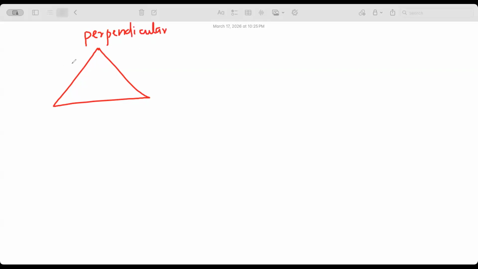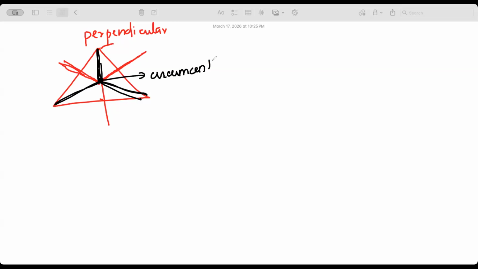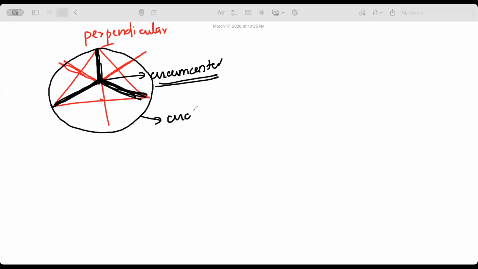With perpendicular bisectors, one thing is this distance will be the same. Wherever the perpendicular bisectors meet, it is called the circumcenter. Why is it called the circumcenter? Because when you draw the red color perpendicular bisectors, you get this circumcenter, and you will draw a circle around the triangle. So it is called the circumcenter, and this is called the circumcircle.